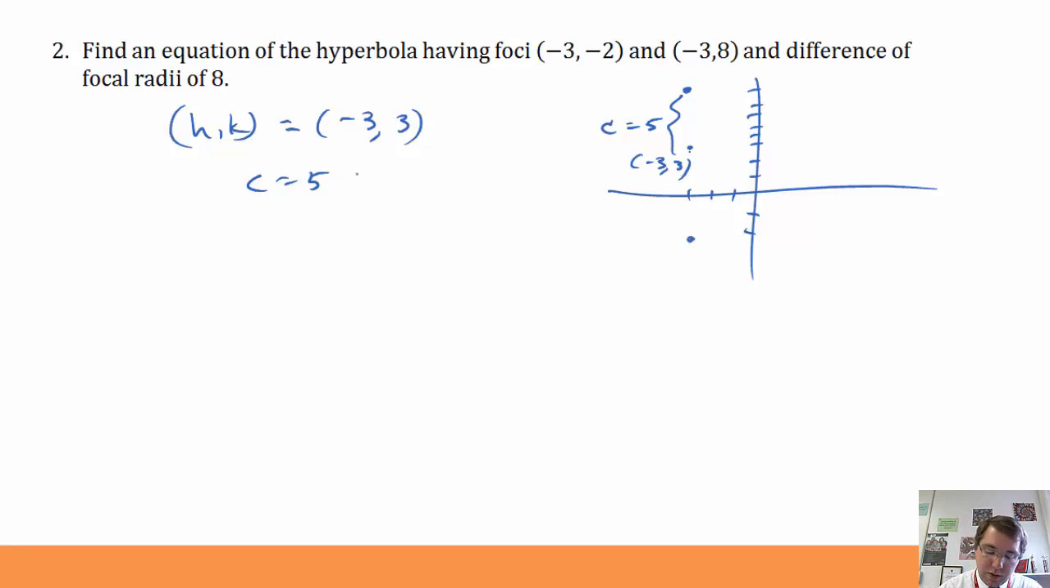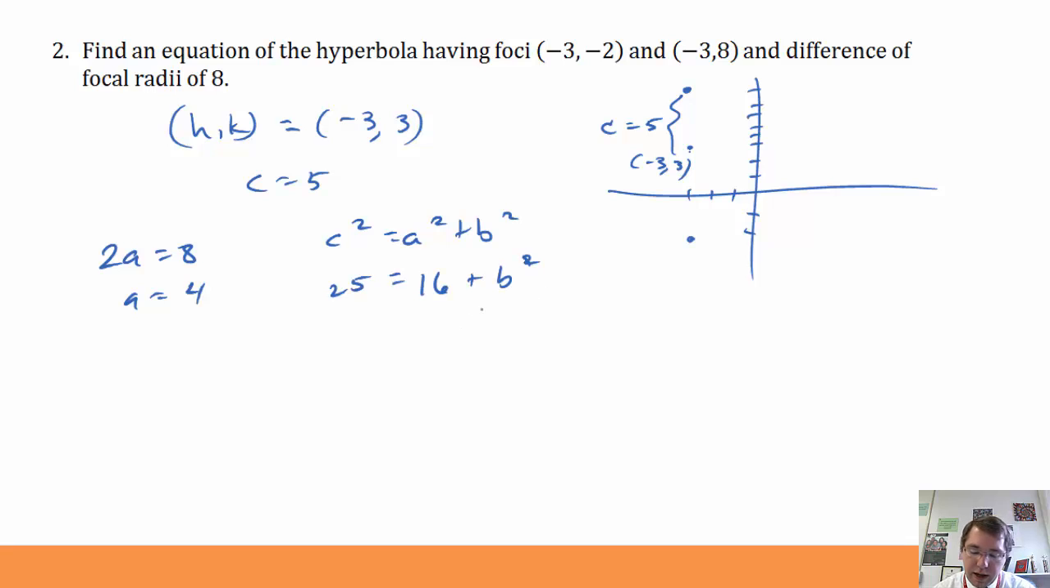The difference of focal radii, remember, is 2a. So 2a equals 8. A then equals 4. So I know c squared equals a squared plus b squared, where c squared is 25, a squared is 16. We're going to add b squared to that. So 25 minus 16 is 9. 9 equals b squared. That means b equals 3. Okay? Now I've got enough to find my equation.